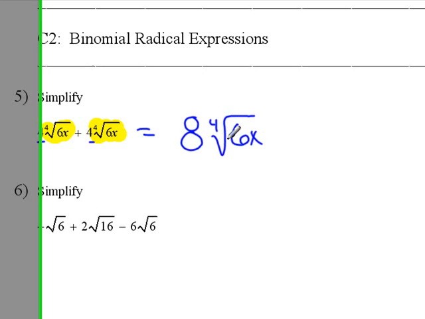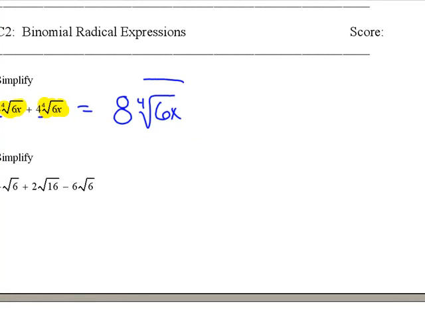The fourth root of 6 doesn't break down. The fourth root of x doesn't break down. So we are as simple as we can get right there. On number 6, I need to know that the square root of 16 is 4. So that is just a 4 right there.